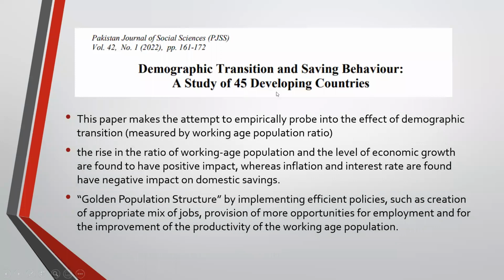This was another article showing demographic transition and its effect on the economy in terms of saving behavior. It was done in 45 countries, and the paper attempts to probe the effect of the working age population ratio. The rise of the working age population and the level of economic growth have a positive impact, whereas inflation and interest rates have a negative effect on overall domestic saving and the economy. So the golden population structure must be implemented, which includes creation of appropriate jobs, provision of more employment opportunities, and improvement of productivity for the working age population.